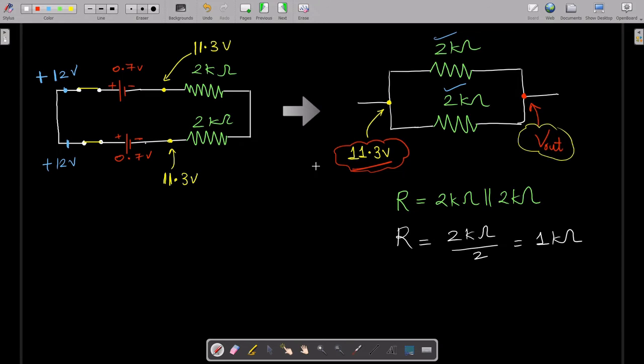See, this was your 11.5. Let me use this color. Something like this. Yeah, so this was your 11.5 volts. Let me erase this so that I can write it clearly. This is your 11.5 volts. Sorry, extremely sorry, it is 11.3 volts.